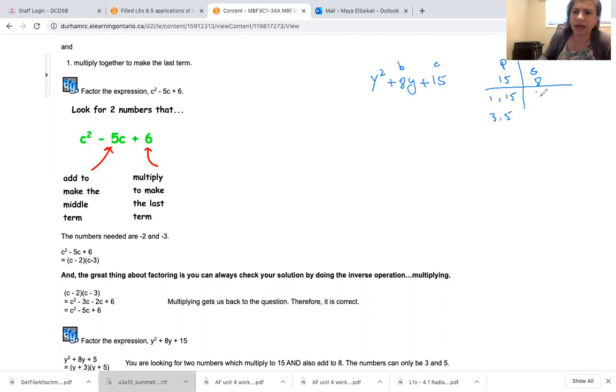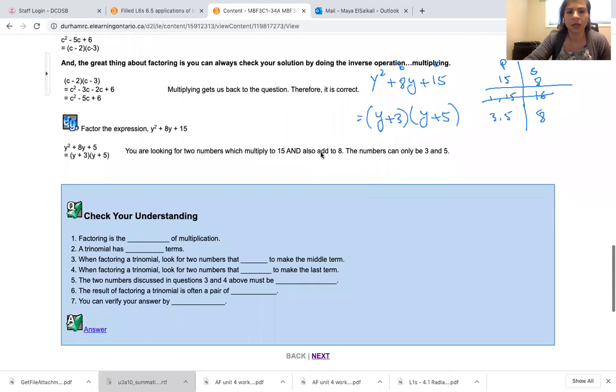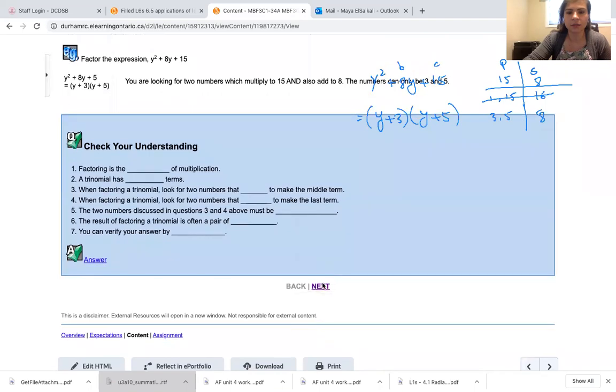1 and 15 add to 16. 3 and 5 add to 8, right? Because this is the right answer, then I know it's going to be 3 and 5. So that means this is going to factor to y plus 3, y plus 5. Okay, and that's it. You're done. This is the factored form. So keep practicing these factoring techniques, the sum and product.